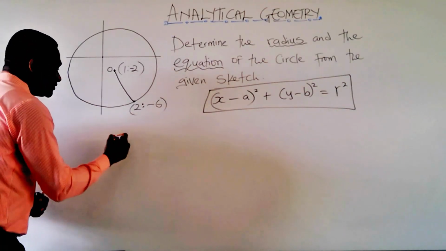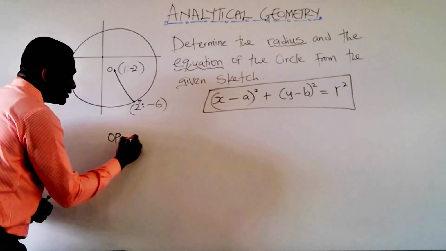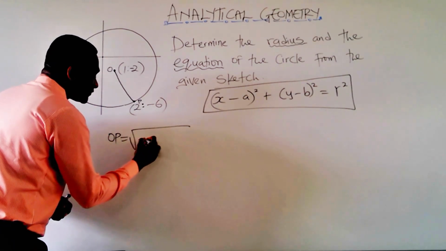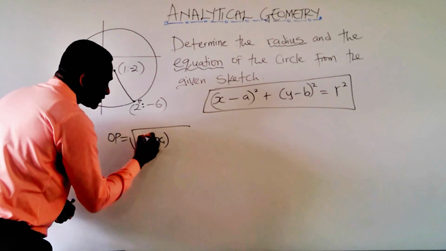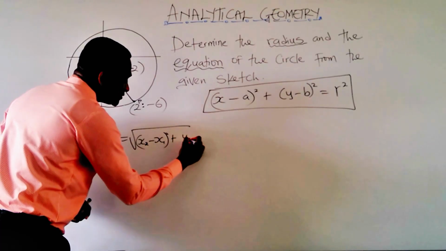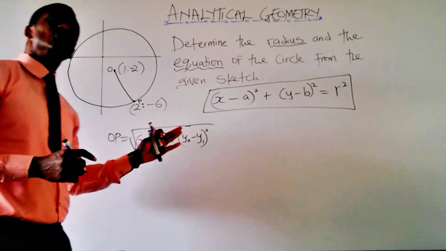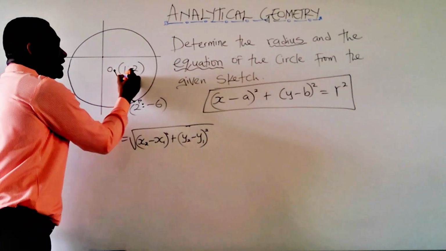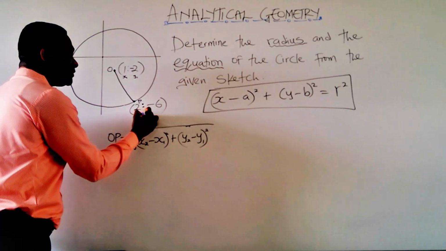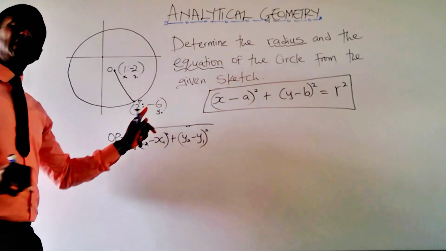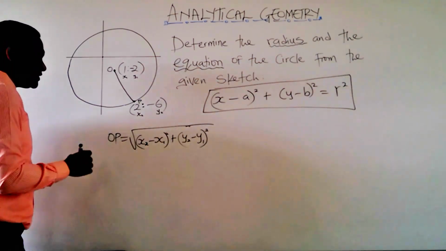Now, the distance formula says that if I have, let's call this P, the length OP, then it will be the square root of (x2 minus x1) all squared, plus (y2 minus y1) all squared. Where x1, y1 and x2, y2 represent this. So if this is our x1, the x for the first coordinate, y for the first coordinate, this will be x for the second coordinate, and the y for the second coordinate. So we can use this to figure out the length of the radius.